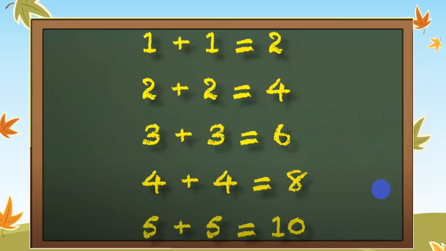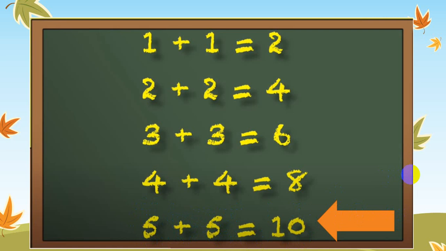Now jump to 5. If I have 5, what would be the double of 5? If I have 5 and I add the same amount, the same number, then it would give double of this 5. Yes, 5 plus 5 more is equal to 10. So double of 5 is 10.